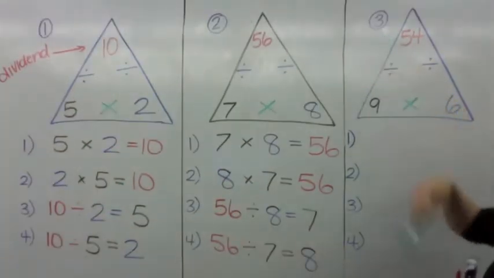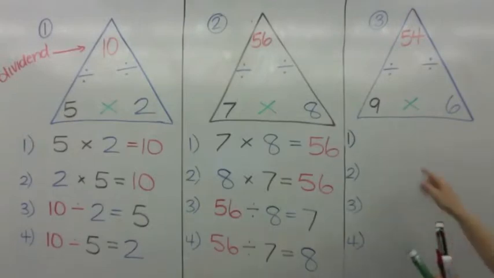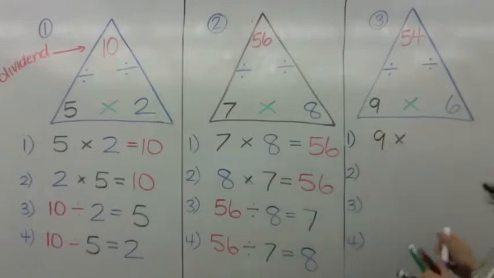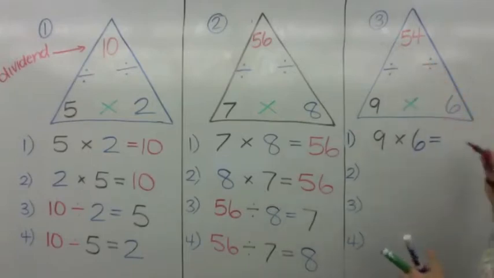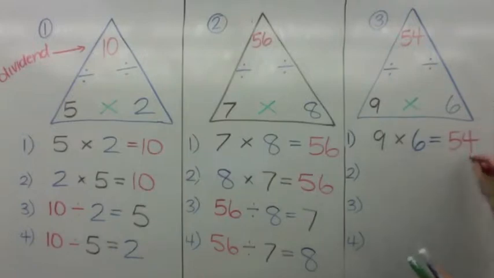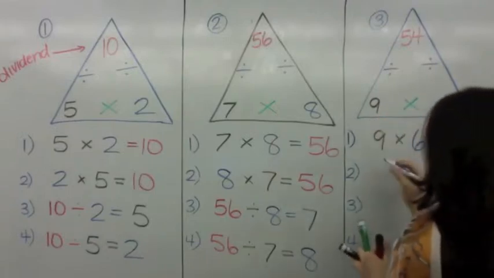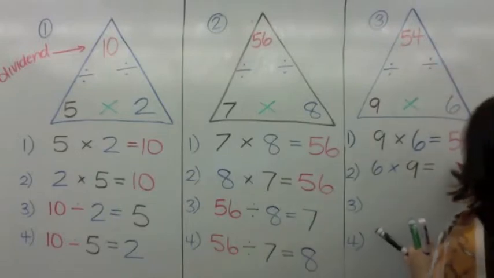Now in example 3, we have 3 numbers. We have 54, 9, and 6. So we're going to go ahead and create the first multiplication problem, which, if you read from left to right, is going to be 9 times 6. And what is the answer to the multiplication problem? It's at the top of the triangle, right? 9 times 6 is 54. So we're reading it from left to right. Let's go the other way. Let's do 6 times 9 equals, and what's the answer? It's at the top, 54.